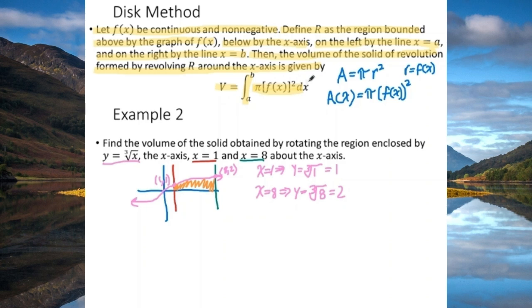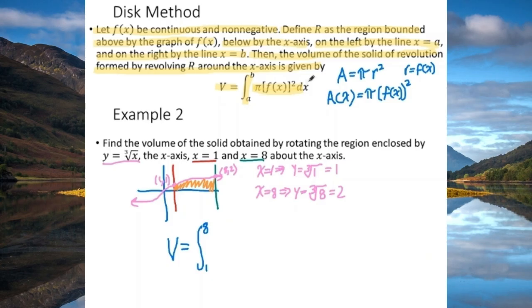Because we're finding the volume using this method, and we're revolving around the x-axis, our volume is going to be equal to the integral. As for our bounds, just like with our area between curves problem, our bounds would correspond to the largest and smallest x values within our region. Our smallest is 1, our largest is 8. So we'll be integrating over the interval 1 to 8.